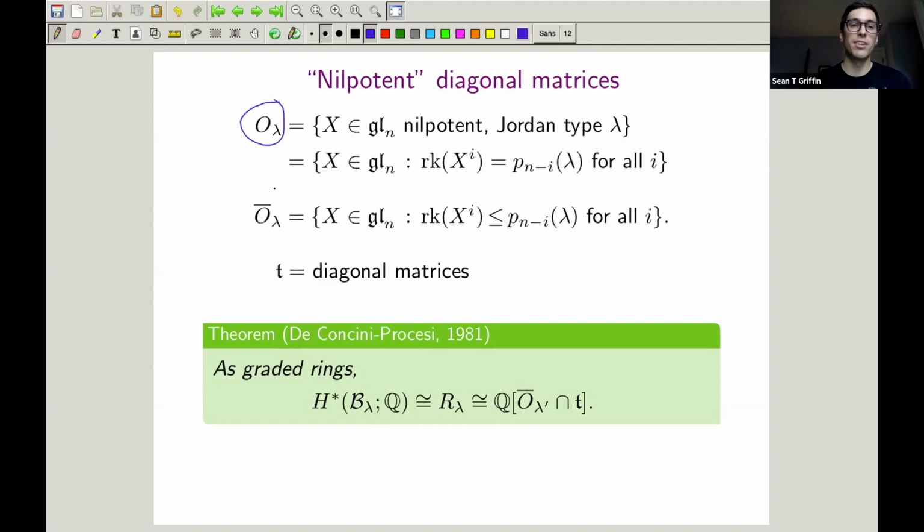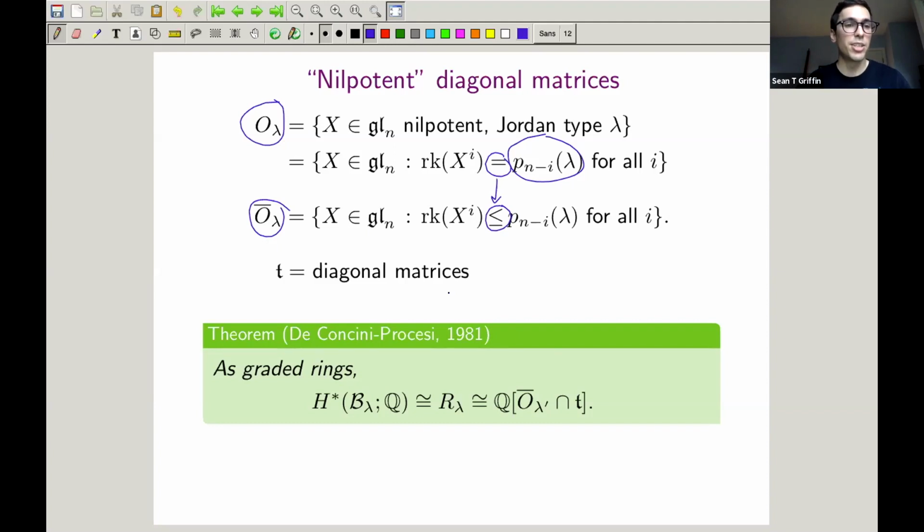You can define that set of matrices by some rank conditions. They're defined by the ranks of the powers of that matrix. And here, this P statistic is the exact same one that shows up in the definition of the Tanisaki ideal. When you take its closure, this equality turns into an inequality. And we'll let T be the diagonal matrices.